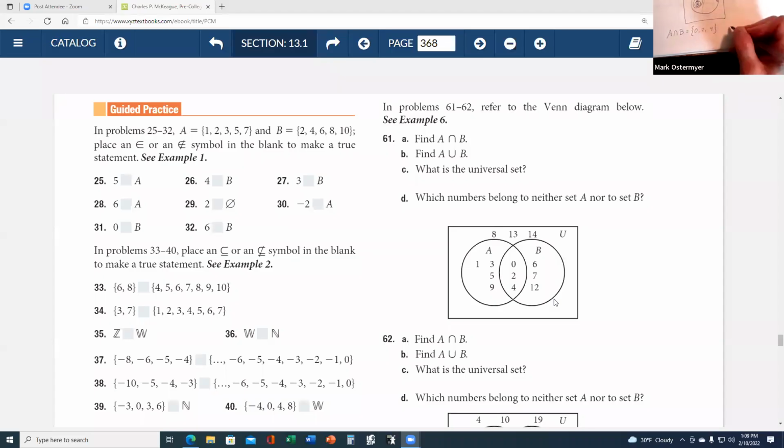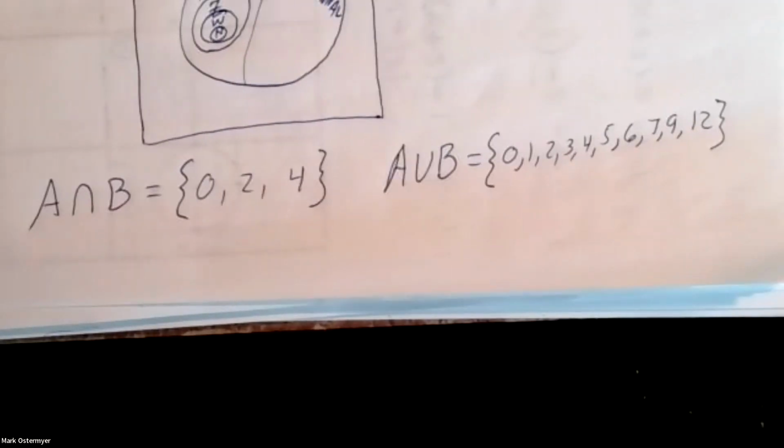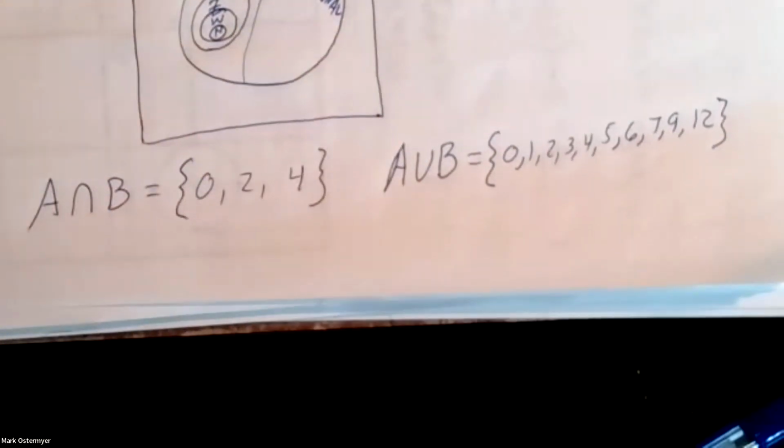In part B, what would be the union of these two sets, A union B? Now, if we join these sets together, it's going to be a bigger set consisting of all the elements in set A and all the elements in set B. So that would be 0, 1, 2, 3, 4, 5, 6, 7, 9, and 12. Do you agree? So the union of those two sets would be the set that joins together all the elements from both sets. That would be the union. Do you understand the difference between intersection and union?